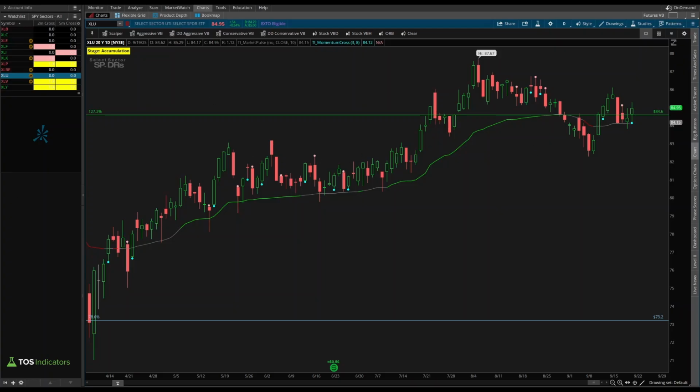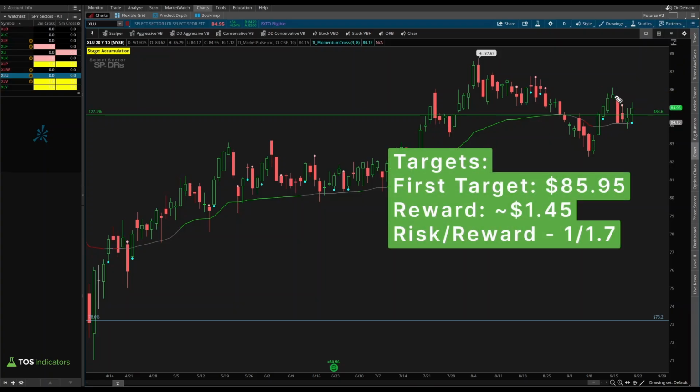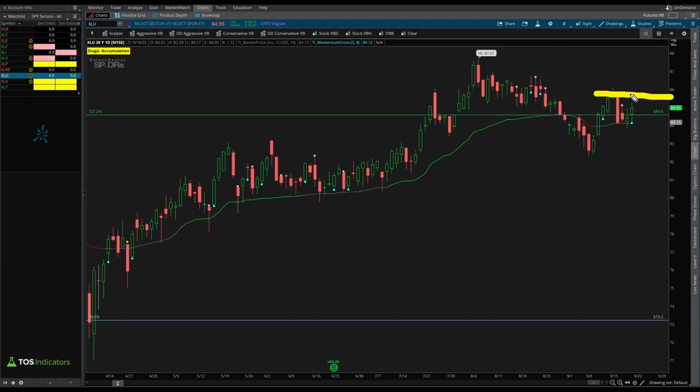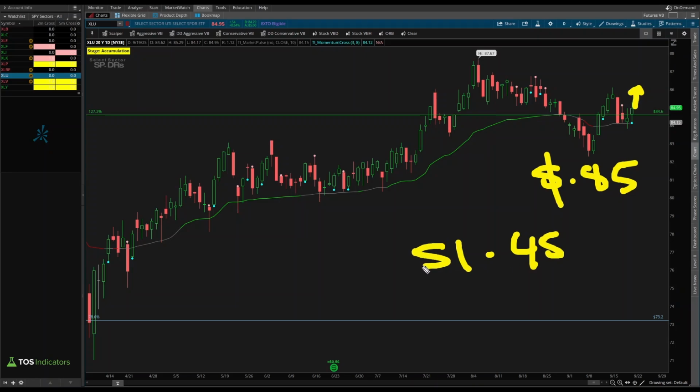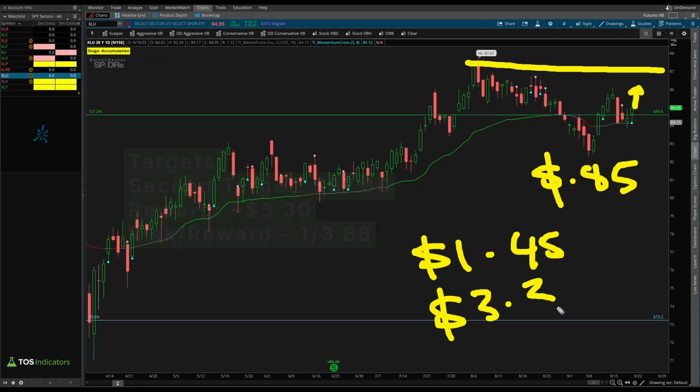Now on the upper hand, the target that I'm aiming for, the first target, is 85.95. That's right here, right below this 86 mark, right below this high. So looking for not a retest of the high, but falling slightly shy of it. If we were to hit that T1, that would mean that our first trade is risking 85 cents to try and make 1.45 for T1. And T2 that I have is looking for a high above this previous high, but just a slight high at 87.80, and that would give us a T2 target of 3.30.